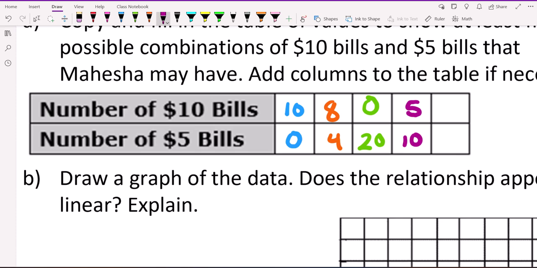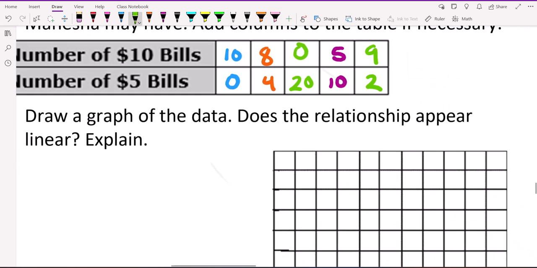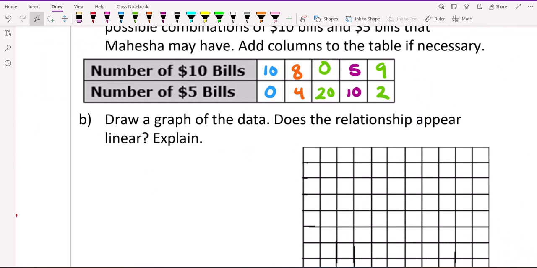Yes. 9 tens and 2 fives. 9 tens gives us 90. Let's do green. And 2 fives gives us another $10. Okay, that's it. There's lots more combinations, right? So now the question's asking us to draw a graph of the data.